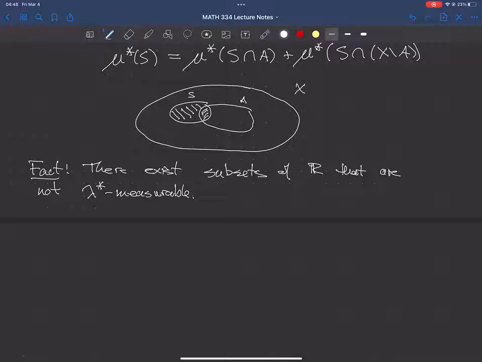We're going to call lambda star measurable sets Lebesgue measurable. So there exist subsets of R that are not Lebesgue measurable. Okay, all right. Here's another fact. This fact is about the Lebesgue measure. The other fact is a general fact about outer measures.